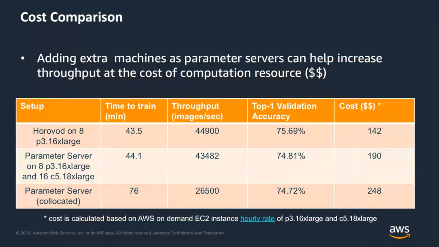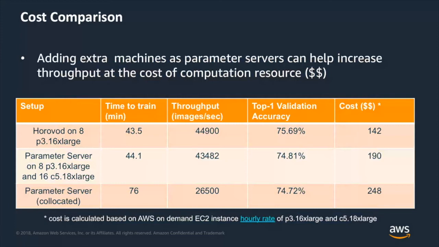And next slide shows the cost comparison. Basically, as we add in extra machines in the parameter servers, we can help increase. So first of all, let me show you this setup. The first row shows we are running Horovod on 8 P3 16x large GPUs, and the training time is 43 minutes, and that's the throughput and the accuracy. And the cost is calculated based on the fact that we are running on-demand EC2 instances on these GPUs.